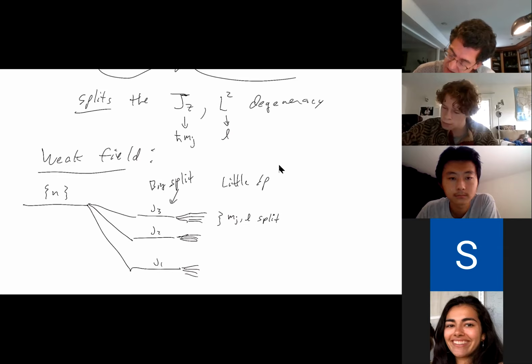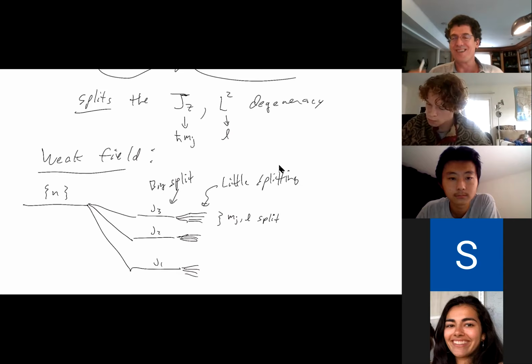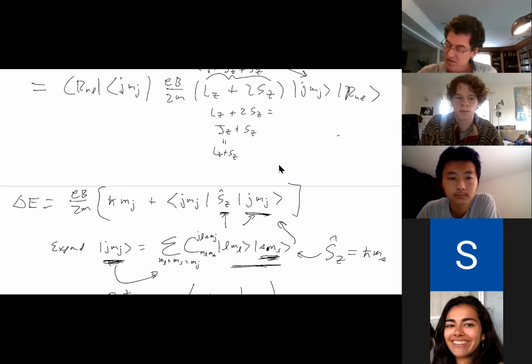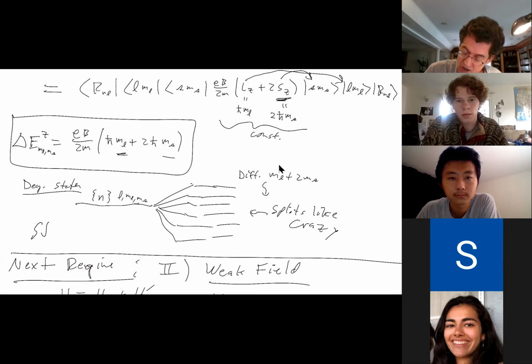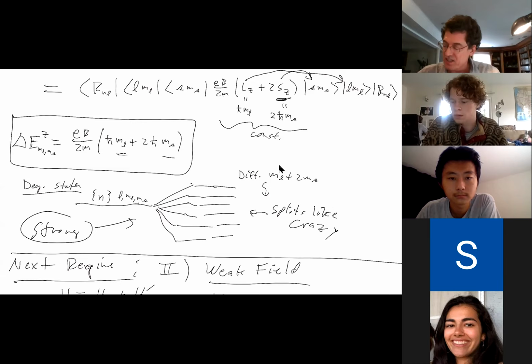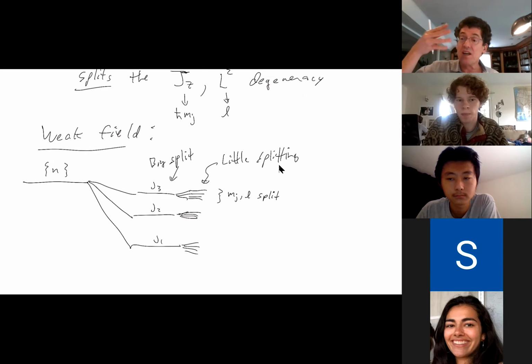And that's what the old timers saw 100 years ago. They saw the big splitting and then they got little tiny splits. That's very different from the strong field. In the strong field they saw it just split like crazy. But for the weak field, they saw just little itty bitty splitting on the edge of those J's. So this was what they saw for the weak field.